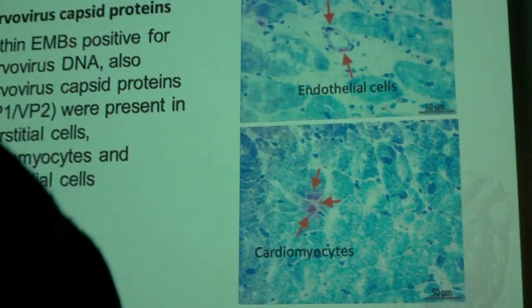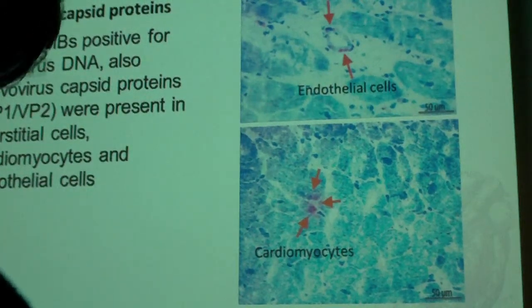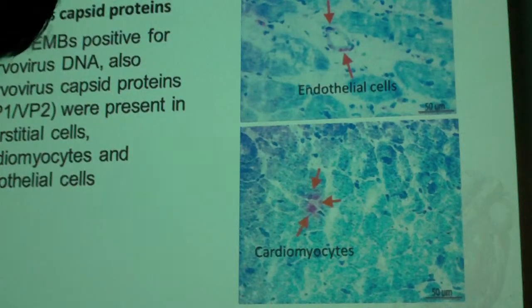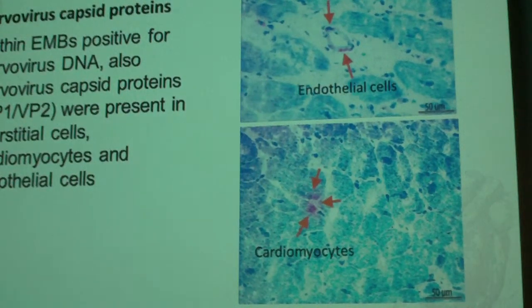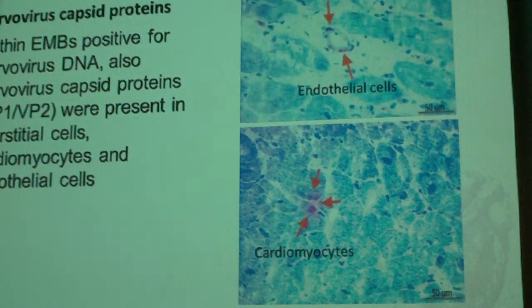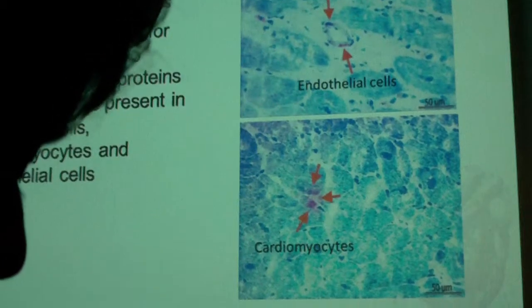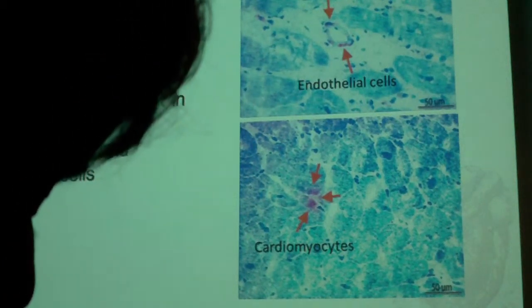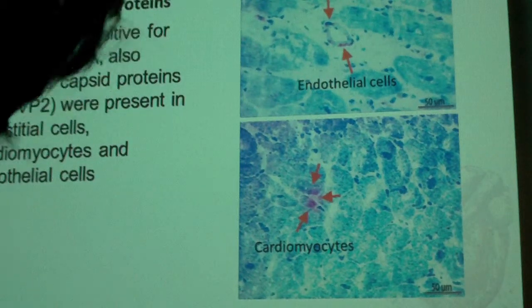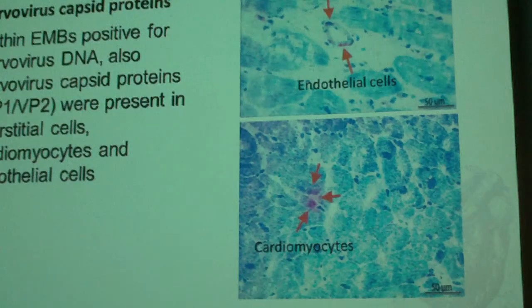Besides the immunostaining of parvovirus, we also have capsid proteins, which we can stain. The parvovirus has a PP1 and a PP2 capsid. We can quantify those, as you can see here. Similarly, in the endothelial cells, those PP1 and PP2 we can stain, but they may also be present in cardiomyocytes. So this further suggests that the parvovirus is not only present in the heart, but actually infects the endothelial cells of the heart and the cardiomyocytes themselves.